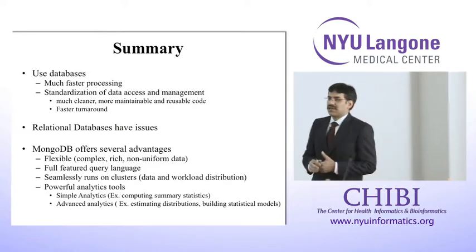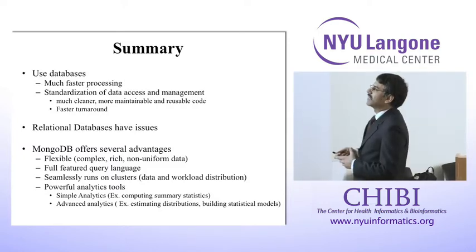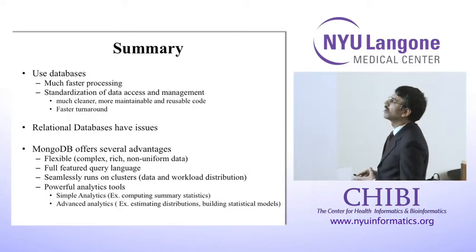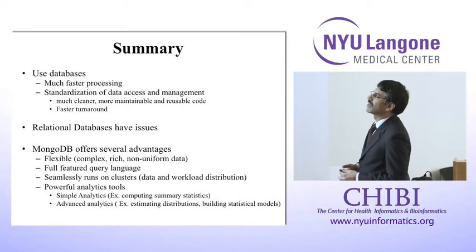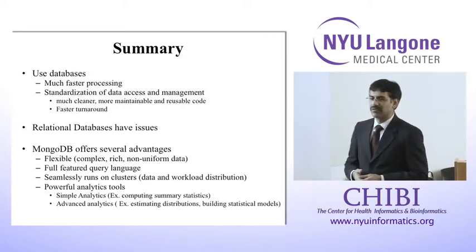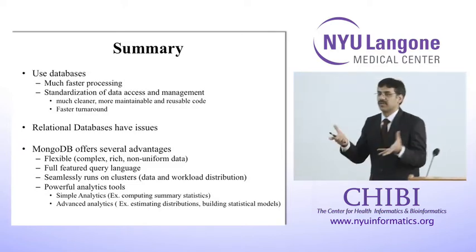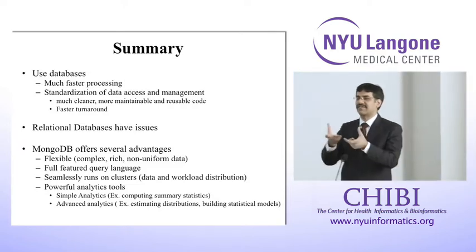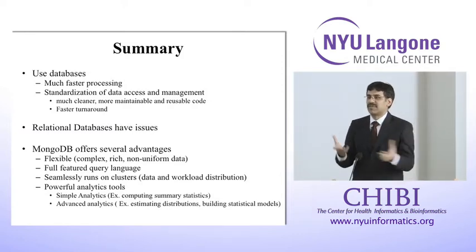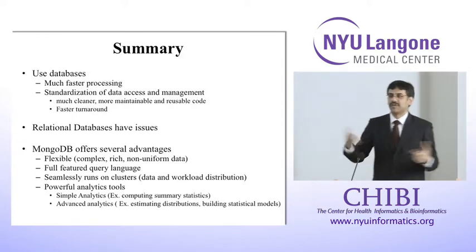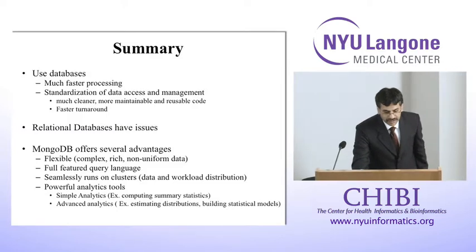So just to summarize, for analyzing such massive data sets, we definitely need to use databases. It leads to much faster processing. It also leads to standardization of data access and management, and leads to much cleaner, more maintainable and reusable code. It also leads to faster turnaround in terms of new applications. So this map and reduce will be just like 5 or 10 lines of code for getting the 5 most abundant fragment ions for each unique commonly observed peptide. So it's like 5 or 10 lines of program. So it's fast turnaround time.